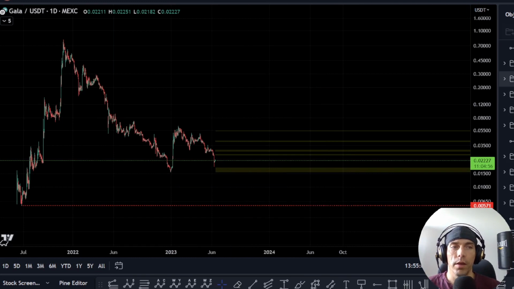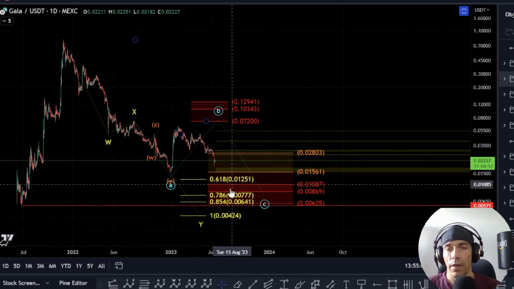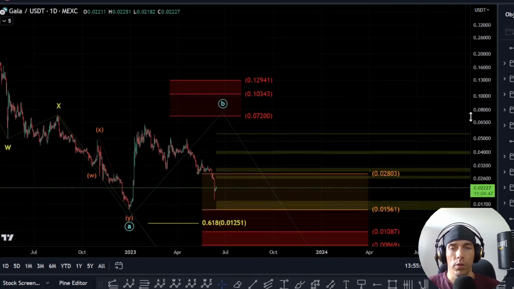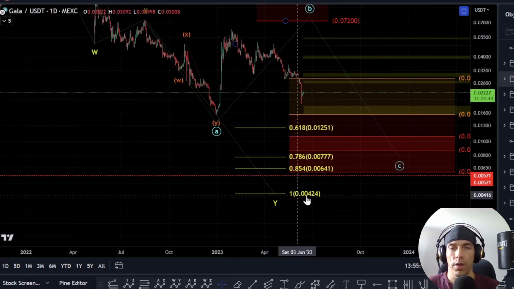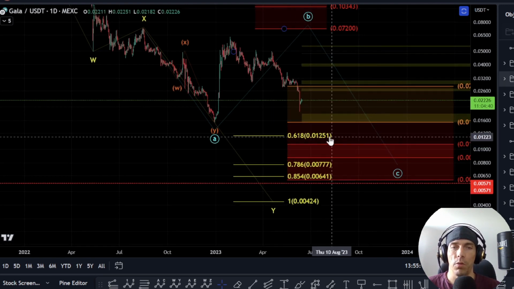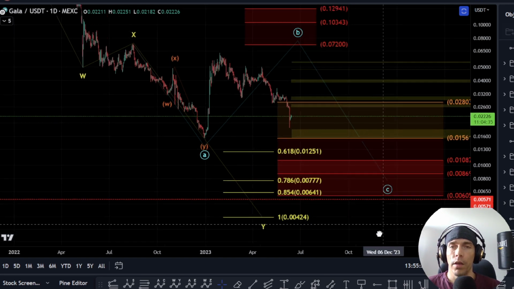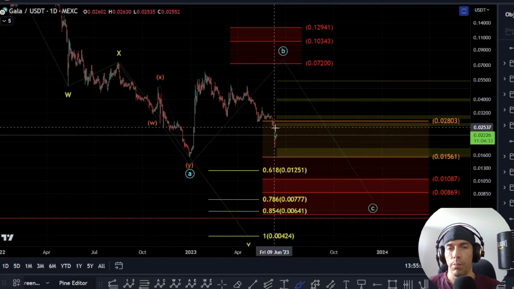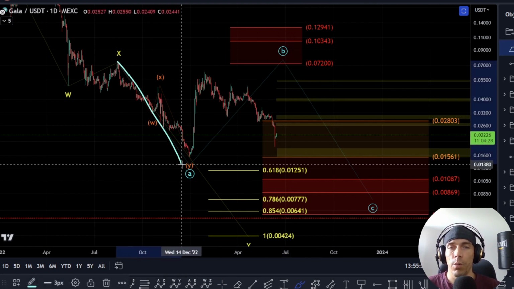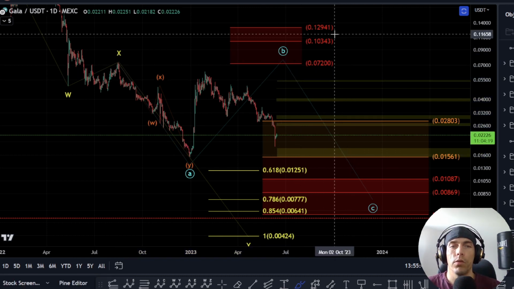So some other ways that I'm looking at this is that potentially we could also argue that this is a W here, this is an X, and that we could actually be forming a flat correction here for this Y wave. So the 1-to-1 of this Y wave is actually lower down here at the 0.0424. Now the 0.618, which would be a minimum requirement, is over here at this 0.1251. Now the thing with this is that I would be expecting a push up first. If we do actually see this where this is actually an A wave, we have this as A, B, and C, and we get a push up towards this 0.1294.